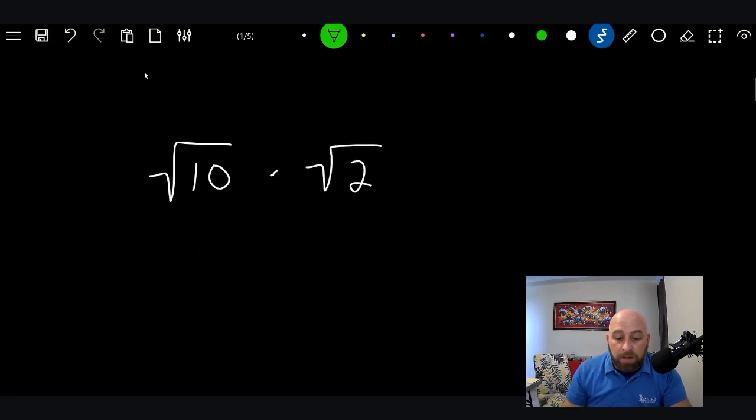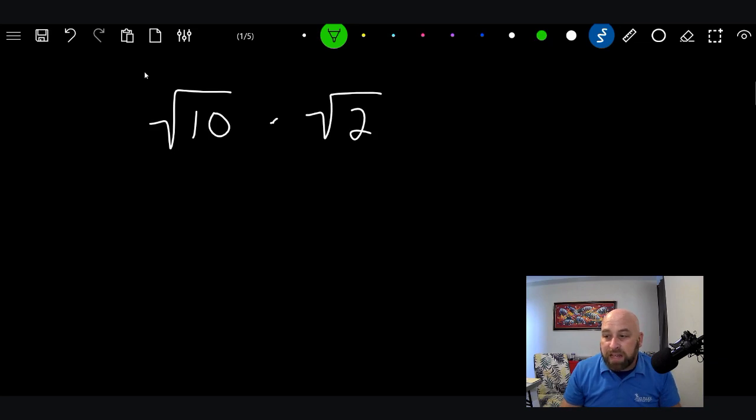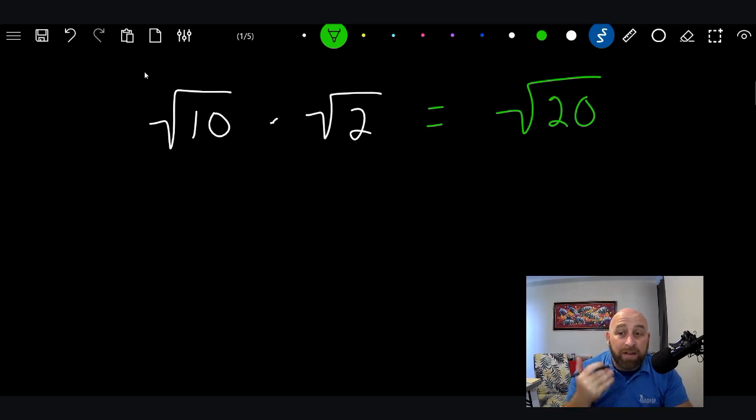Okay, let's go to the next example. 10, square root of 10 times the square root of 2. Again, we're just going to multiply, and we're going to get the square root of 20. 10 times 2 is 20. Now, again, you have to ask yourself, don't just circle this answer. You have to ask yourself, can I square factor that?